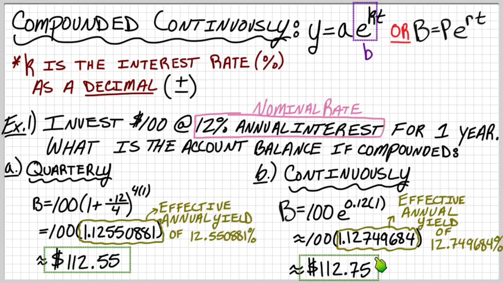So believe it or not, the more you compound something, the more interest you earn. So it seems like compounding continuously is about as good as you can get. If you think about it, like every minute, every hour, every second of the day, the interest would be actually compounding.